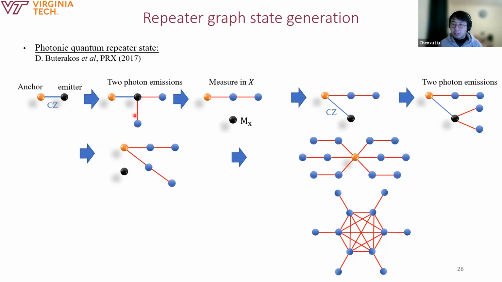And then we apply a Hadamard gate on the photon qubits to make the 4 qubits in this graph state. And after that, we can measure the emitter qubit in the X basis to transfer the generated photon qubits to the anchor qubit. So in that way, we can generate 1 photon arm in this tree-like graph state. So we can repeat this process another time. Then we can generate a second photon arm in this tree-like graph state. So when we repeat this process 6 times, and all 6 photon arms are generated and rooted at this anchor qubit, we can perform a Pauli-Y measurement on the anchor qubit and finalize the generation process for this photonic quantum repeater state.